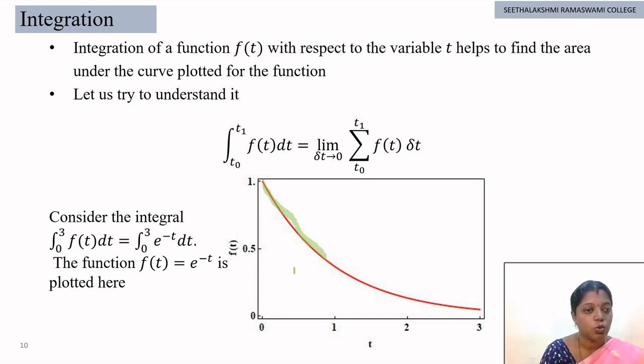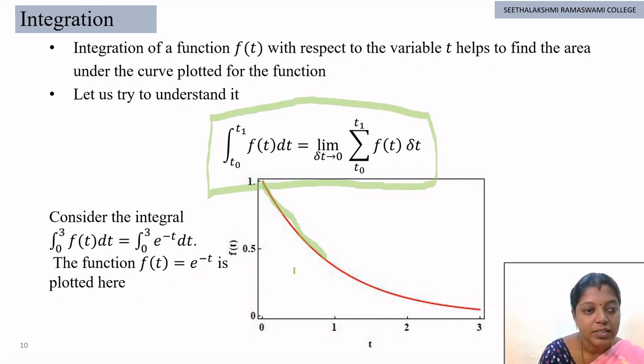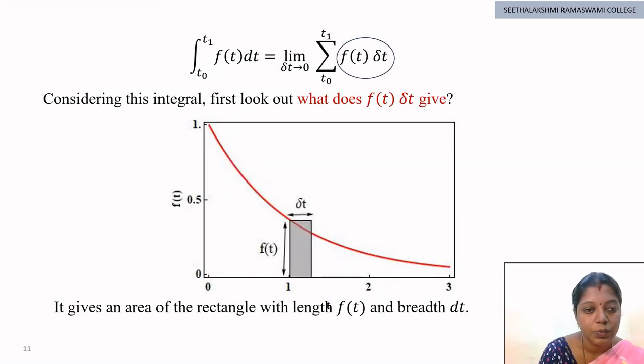integrated value. So how will you represent integration? Here I have represented it. That is, the integral from t naught to t1 of f of t dt is nothing but the limit as del t tends to 0 of the summation from t naught to t1 of f of t into del t. So let us first, with an example, try to understand what this expression means. How does it represent the area under the curve? For example, consider the same integration expression. First let us look at what this f of t into del t means.